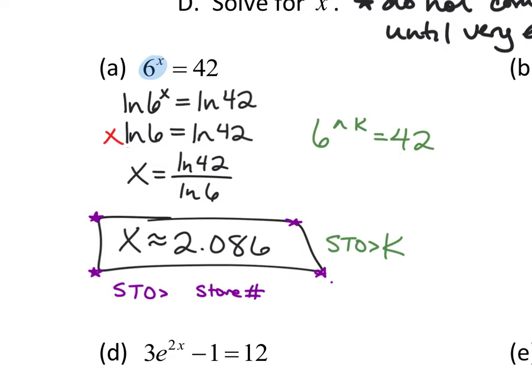So store the value as one of the letters and then raise 6 to whatever that letter is. It should give you 42. If you need me to go over this with you live, just come ask me and I will show you.